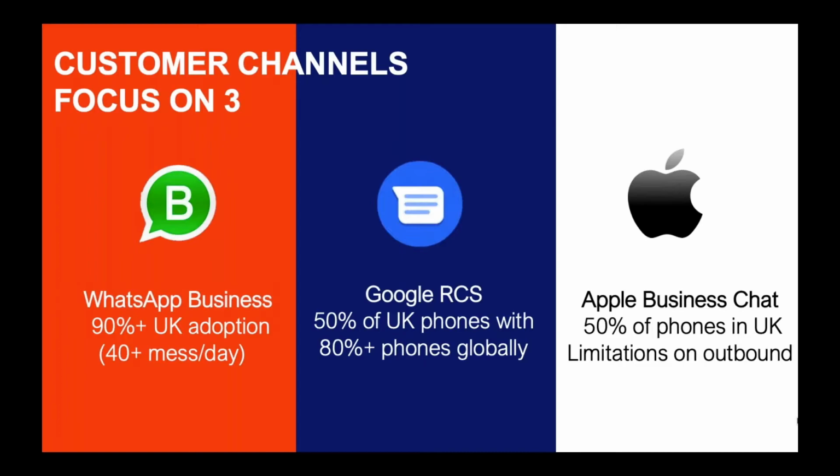So 50% of the phones in the UK would be of the Android variety. Slightly different when you go on a global basis, about 80% plus of the phones globally. But you also then look at Apple Business Chat, the ones that are operating on an iOS device. 50% of the phones in the UK are Apple. So again, those two channels are coming along to offer you huge levels of functionality.